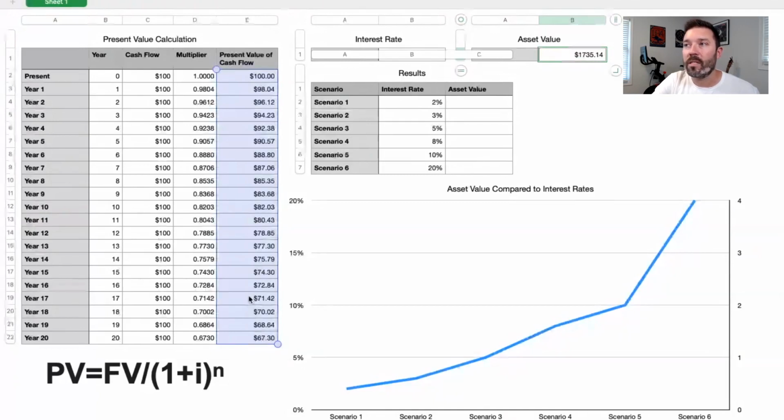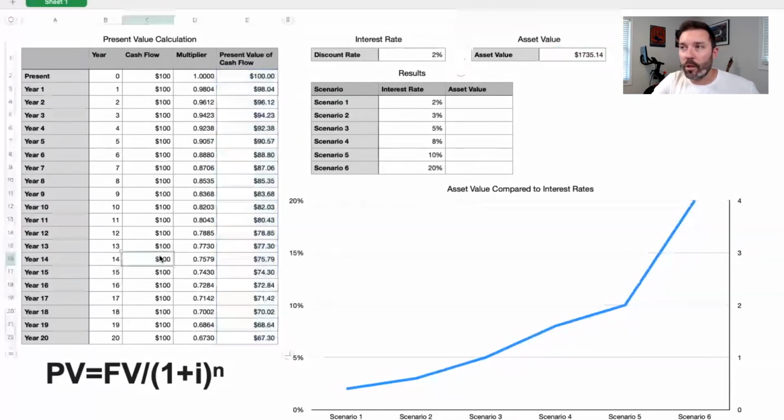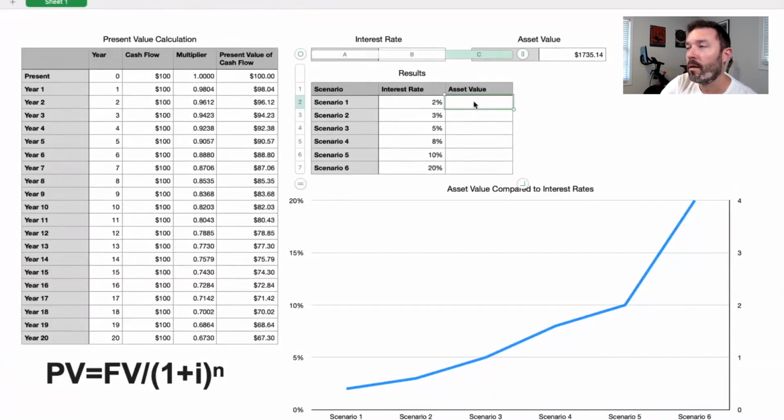So if I'm going to sell you an asset that is going to generate $100 per year, guaranteed for the next 20 years, you would be willing to pay $1,735 for that if your discount rate was 2%. So let's go ahead and put this in the table right here, 17, 35, 14.